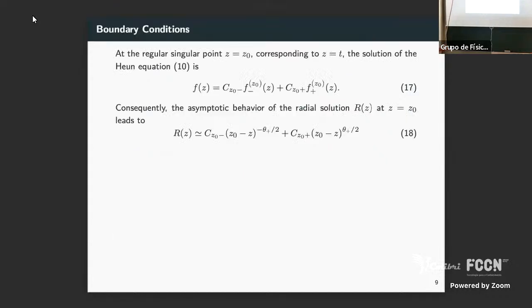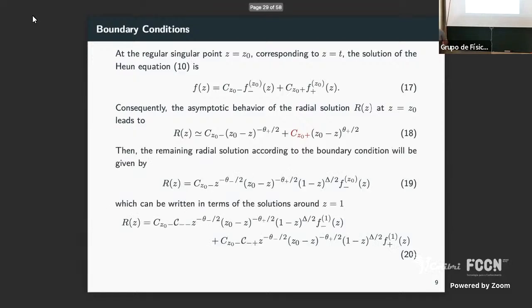Let me briefly discuss the boundary conditions that we want to impose in the problem. We have two linearly independent solutions around Z naught. We analyze the asymptotic behavior at the horizon, and you see this solution is an outgoing wave, but since this is a black hole problem, we are interested in incoming wave solutions. So we set this coefficient to 0. The radial solution is just given by this homotopic transformation and then the Heun solution, and then we express this solution in terms of the other two, so that involves the connection coefficients.